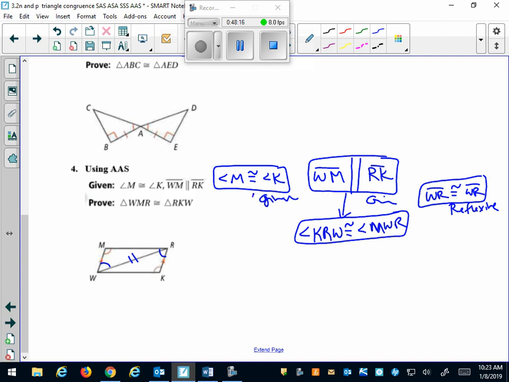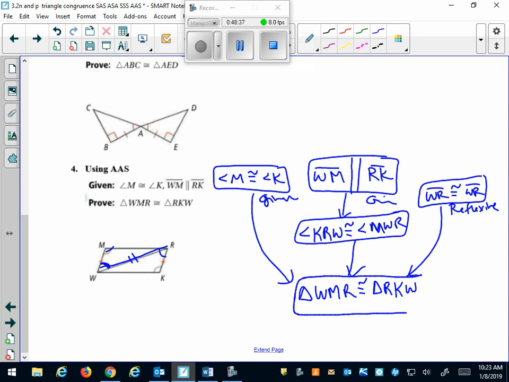Angle, angle, side. We got this angle, we got this angle, we got this side. And if you cover up one triangle at a time, you see that the side is not between the two angles. So it's AAS. So you would say triangle WMR congruent to triangle RKW by AAS.